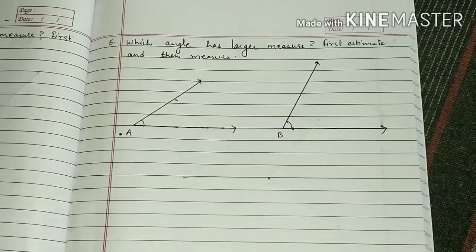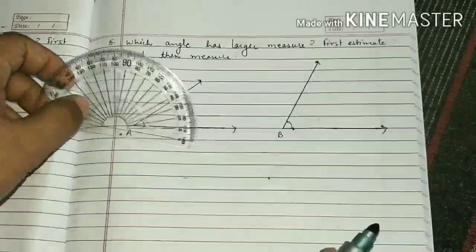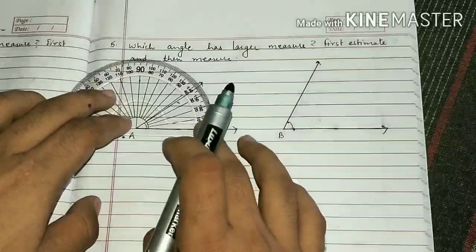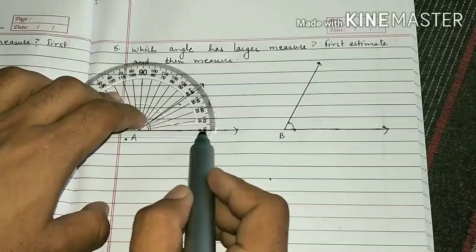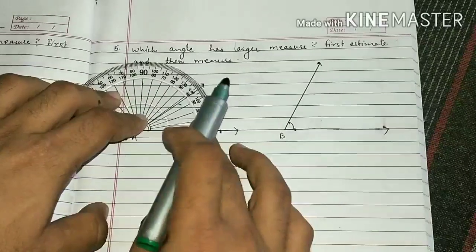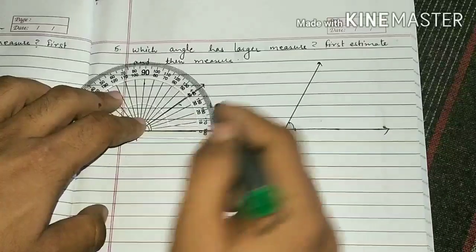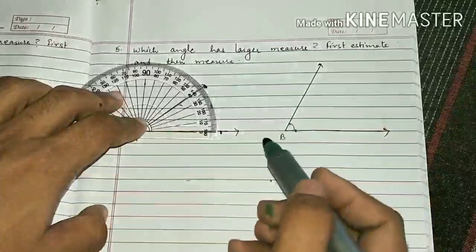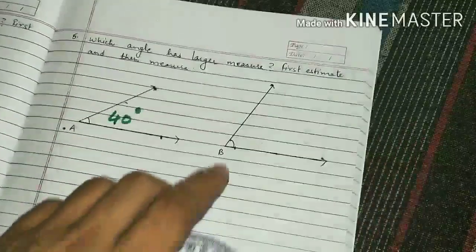Now we have to measure. Okay, so first of all we will measure angle A. So this is the middle point of the protractor. We will keep the middle point of the protractor at the vertex and see that both the lines, that is 0 degree line of protractor and this line must coincide. This is coinciding. Now measure the angle. What is the angle? It is 40 degree. Okay, what is the angle here? 40 degree.